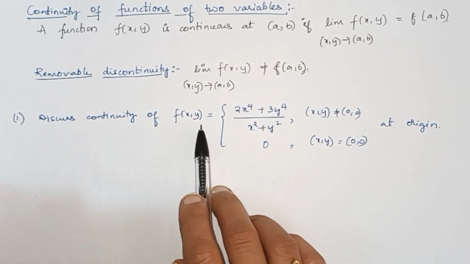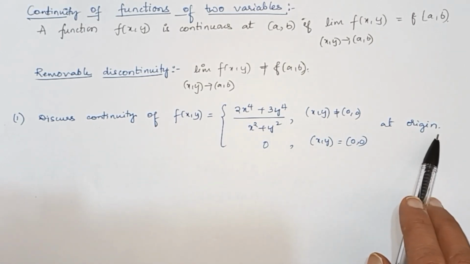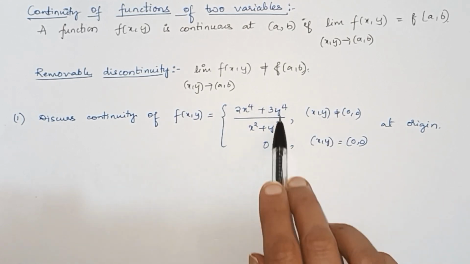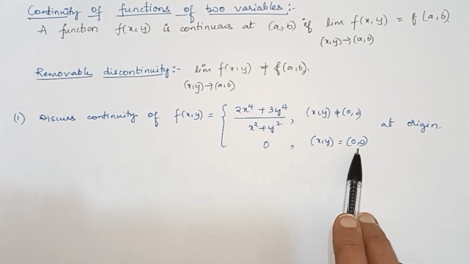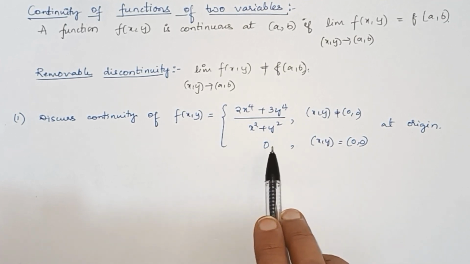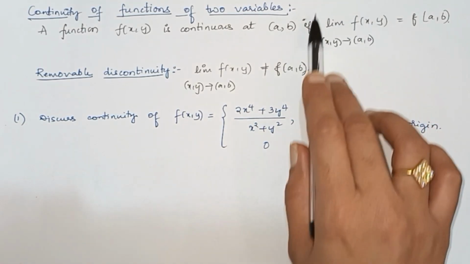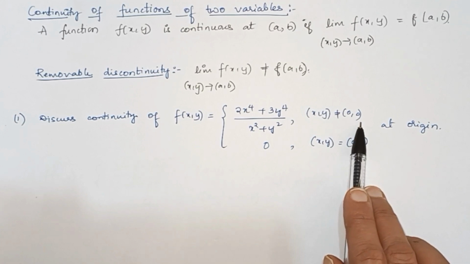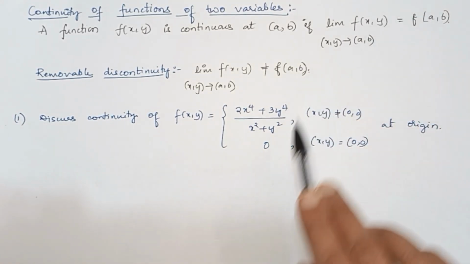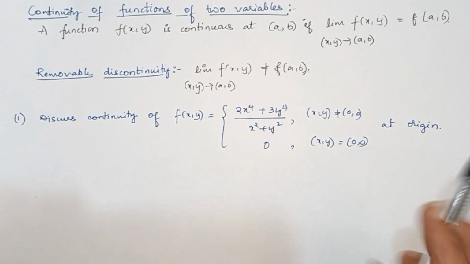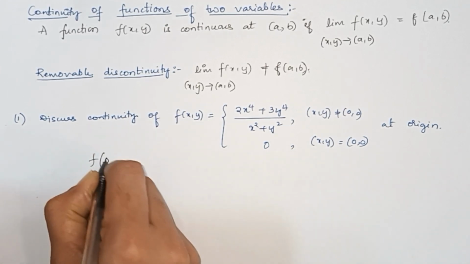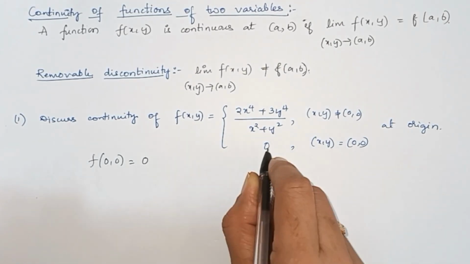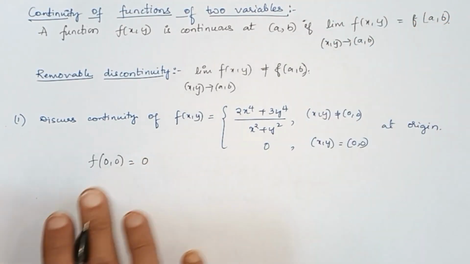Discuss continuity of this function at the origin. When (x, y) is not equal to (0, 0), this is the value of the function. If (x, y) equals (0, 0), the value of the function is 0. Now first we have to find the limiting value of the function as (x, y) approaches the origin. Then you have to check whether it is equal to the value of the function at the origin. So it is given here that the value of the function at the origin equals 0. That is the one thing we got.